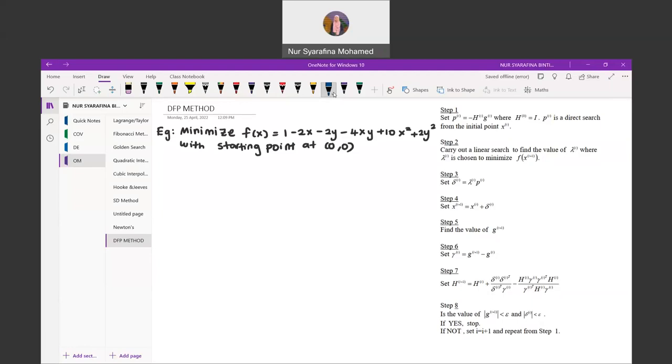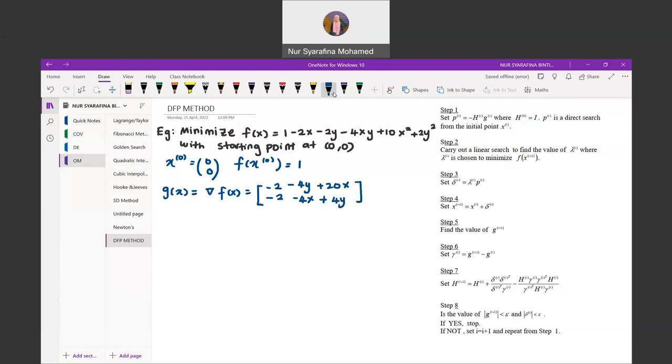Now how can we start? First, of course, we have x naught, which is given there. When you have your x naught, you can find your f(x naught), which here equals 1. And from here, you can find your g(x), where g(x) is the derivative of f(x). So you differentiate f with respect to x and with respect to y. First you have minus 2 minus 4y plus 20x. And differentiating with respect to y, you have minus 2 minus 4x plus 4y.